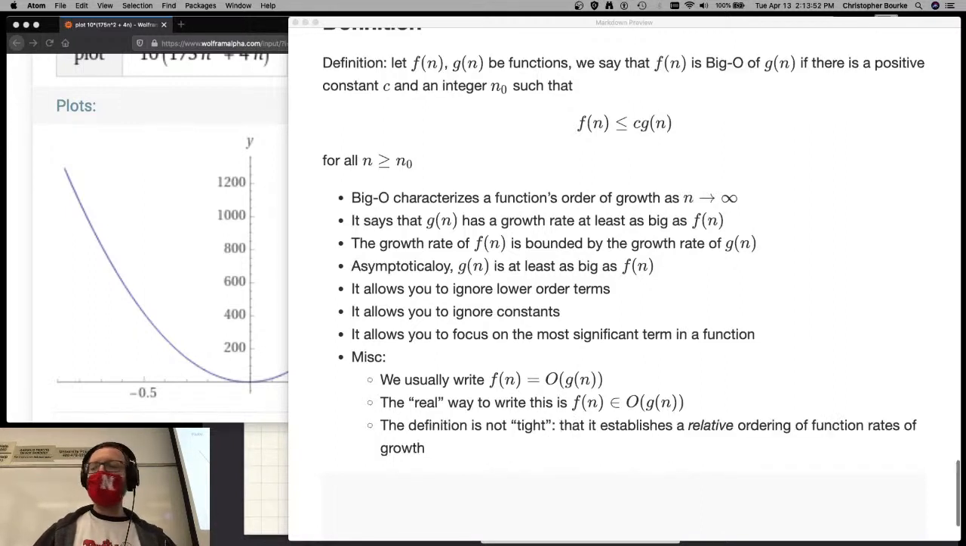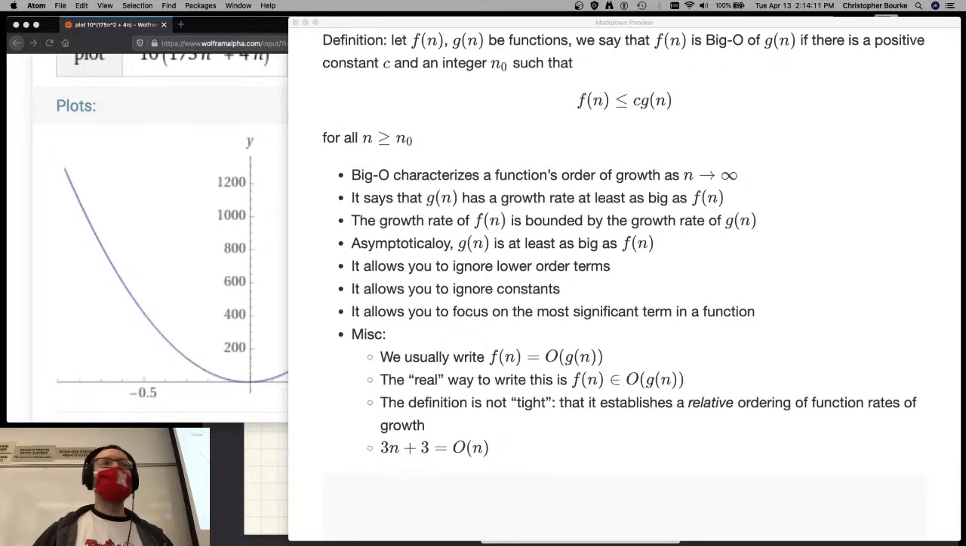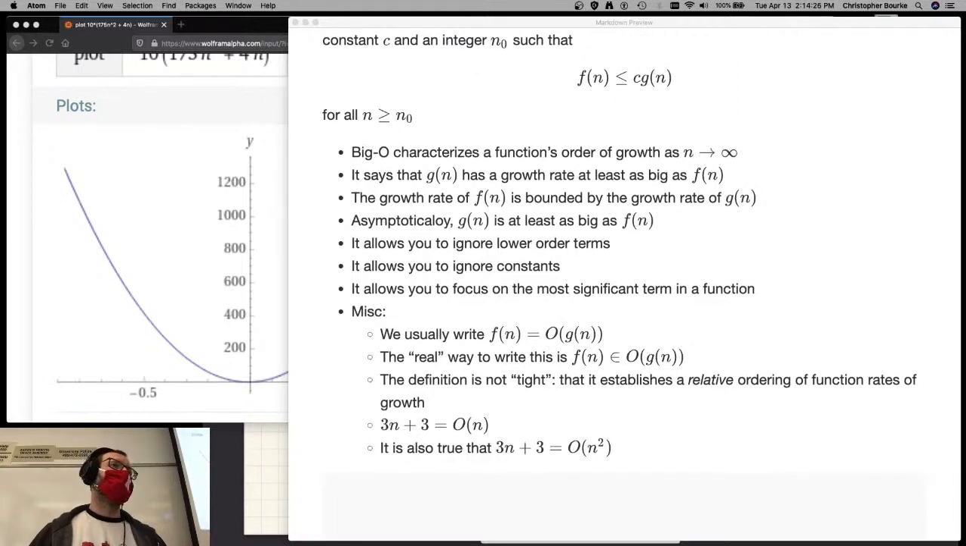Another thing to note is that it is not a tight definition. Again, it is less than or equal to. It is only establishing a relative order of growth, that this thing is bounded by this thing over here. It is not tight at all. What I mean by that is, if I wrote down 3n plus 3, that's clearly a linear function, and so the conclusion is that it's big O of n. It is bounded by any other linear function. It is also true, however, that it's bounded by a quadratic.